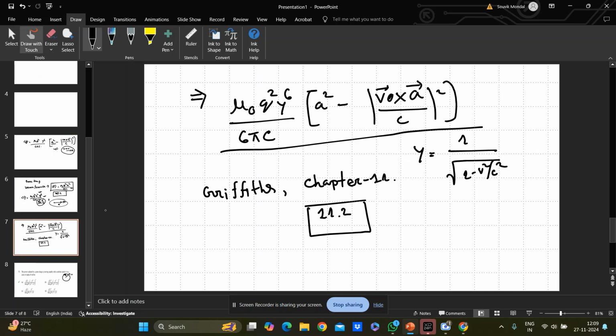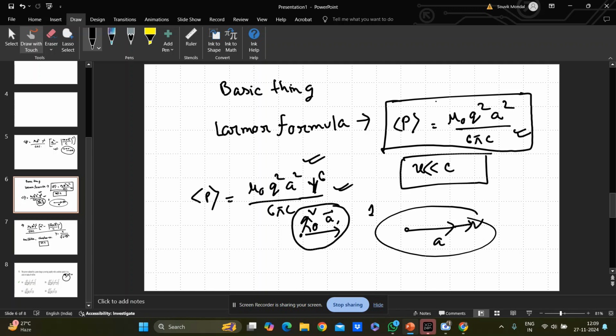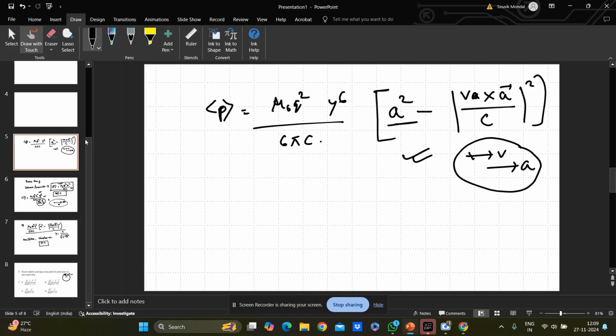First write the basic Larmor formula. This is the basic Larmor formula. Then write the relativistic Larmor formula, accounting for a factor of gamma to the power 6 here, and then think that v and a cannot be in the same direction. Then think in this way for dimensional matching: v by c, and there is a cross product of v cross a. Okay, so this will be the way you can remember.